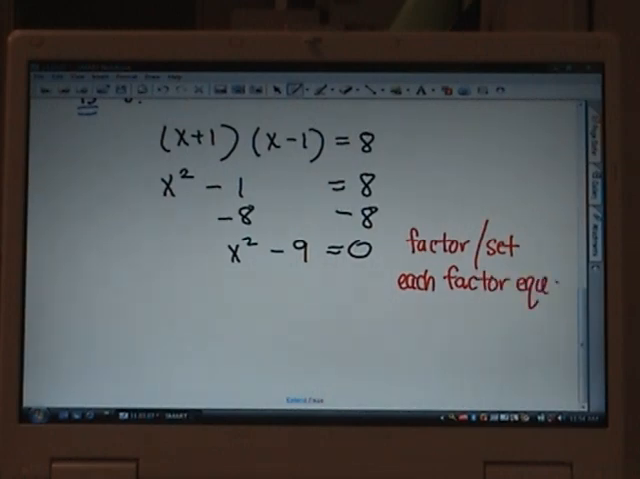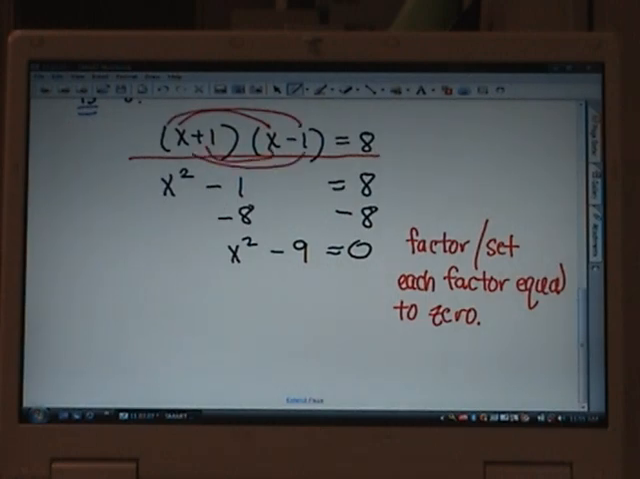Okay, the question was, how did I get negative 9? I have my equation right here. I multiplied this together. Then I subtracted 8 from both sides to set my equation equal to 0. Now I'm going to factor, set each factor equal to 0, and solve.